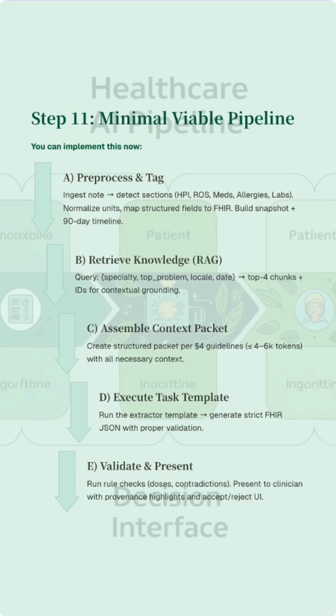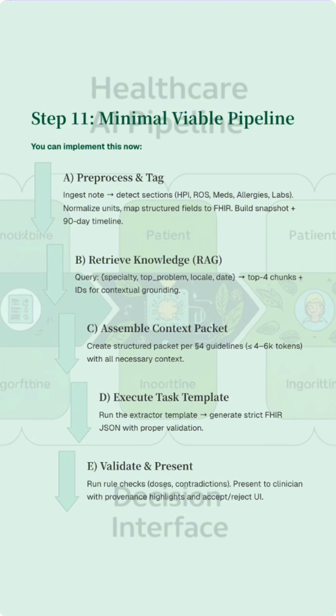Step 11, minimal viable pipeline. Now let's put all of this together into a simple pipeline you can actually implement today. Think of it as the smallest working version of your healthcare AI. First, pre-processing. We start by ingesting a clinical note and tagging its sections. Things like history of present illness, review of systems, medications, allergies, and labs. We also clean and normalize what's inside. For example, making sure units are consistent and mapping anything structured, like medications, into the FHIR format. From this, we build a patient snapshot plus a 90-day timeline of recent history.